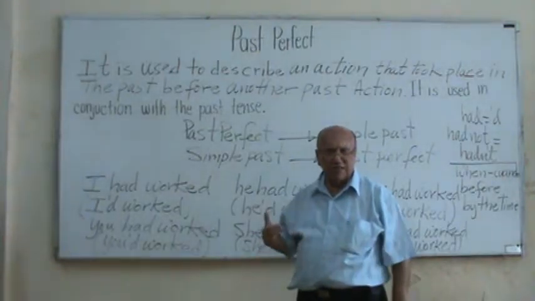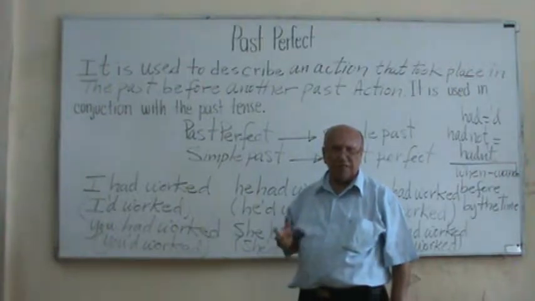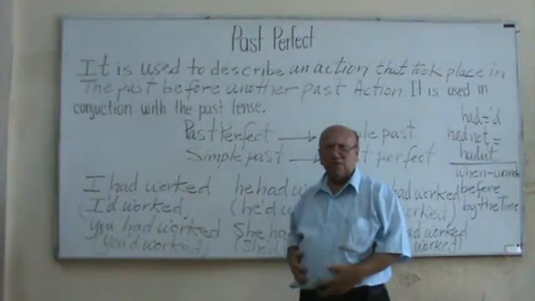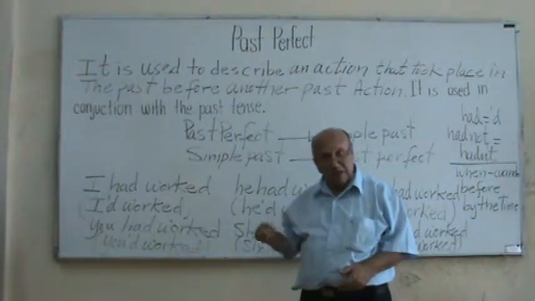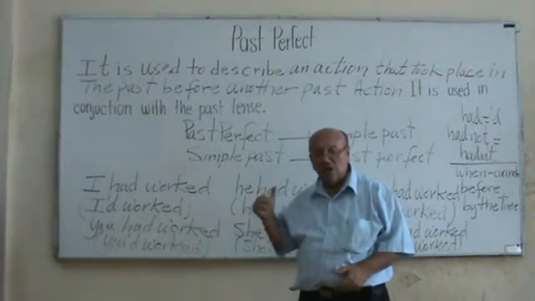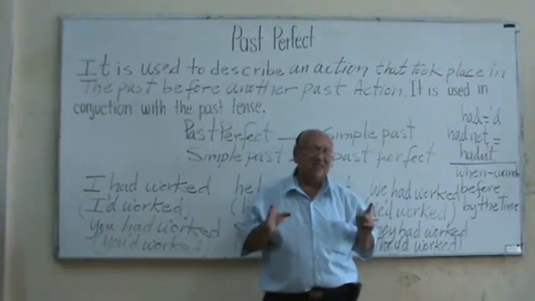The past perfect in Spanish is like había más el pasado participio de un verbo. For example, yo había trabajado. I had worked. Yo había ido. I had gone. Yo había estudiado. I had studied.